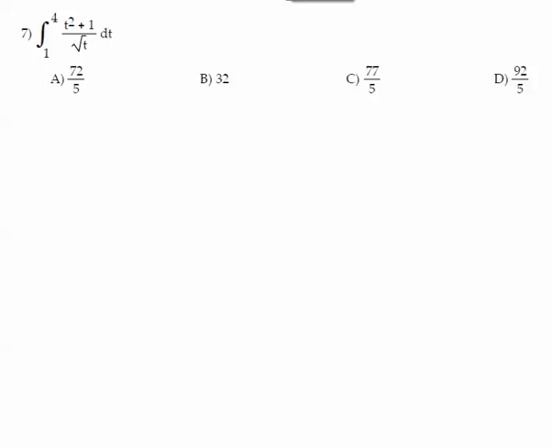Problem number 7 is another one that looks like we may be able to use substitution with it. However, again, we don't have the criteria that the derivative of either the top or the bottom shows up as a multiplier. So t squared plus 1, its derivative would be 2t. We don't see a 2t there as a factor that we can swap out. And the derivative of the denominator would be 1 over 2 times the square root of t.